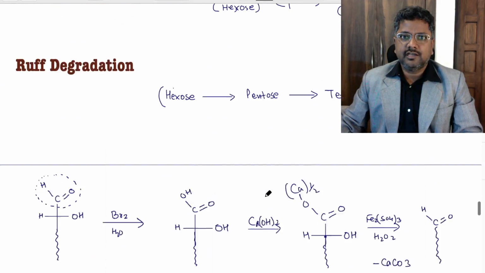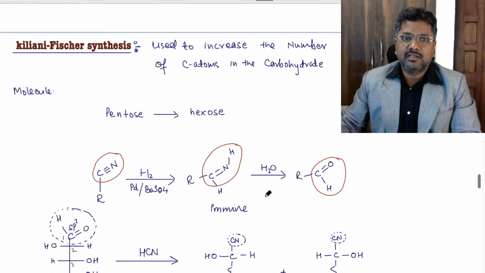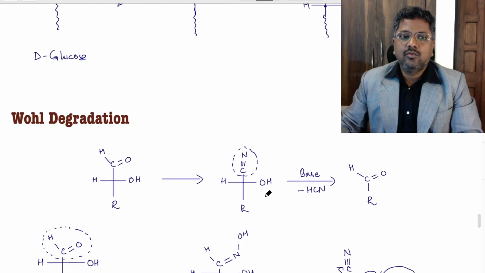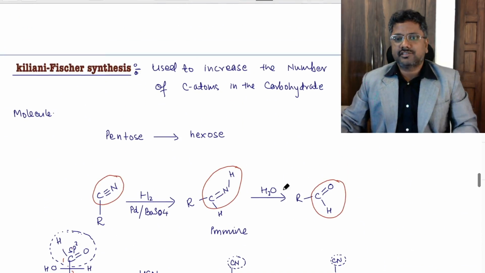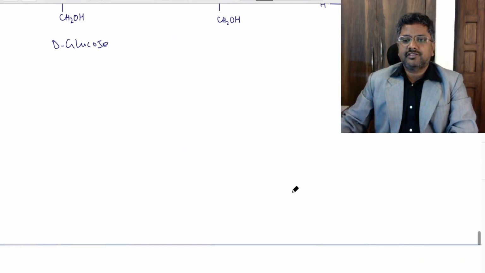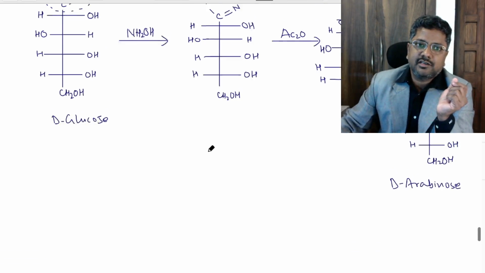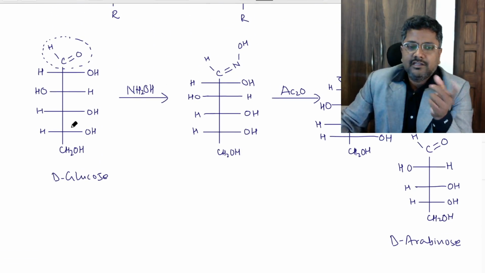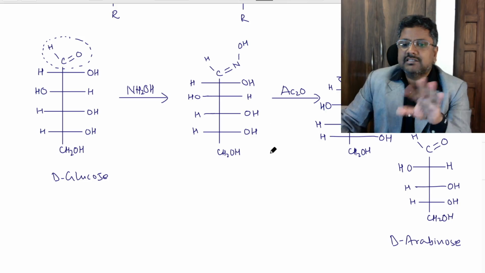In one case, you can decrease the number of carbon atoms, that is known as Ruff degradation or Wohl degradation, and one increases the number of carbon atoms, that is called Kiliani-Fischer synthesis, right? Now some reactions are explained by this open chain structure of glucose, and in your syllabus the cyclic structures of glucose and fructose are also included.